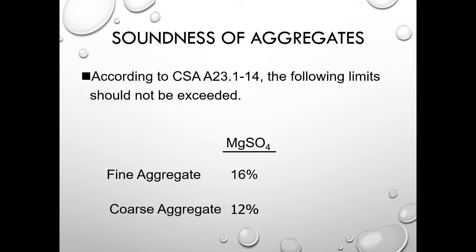In accordance with CSA, there are soundness limits that the aggregates must meet. And you can see for fine aggregate using magnesium sulfate solution, the fine aggregate shall have a maximum loss of 16%, and the coarse aggregate a maximum loss of 12%. And that's when it's determined in accordance with CSA standard A23.1.